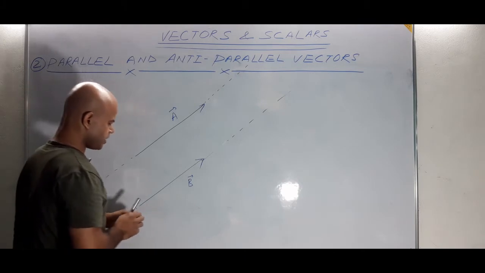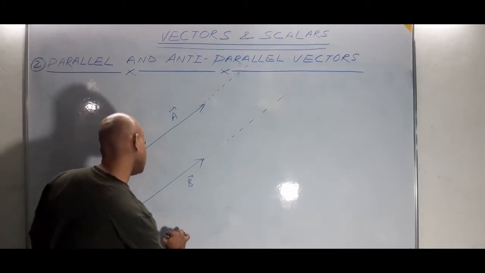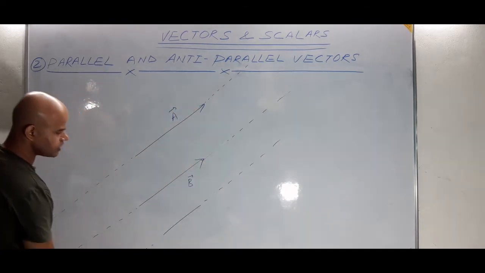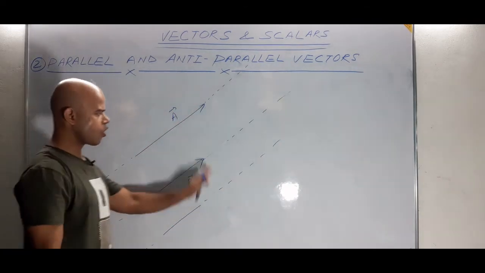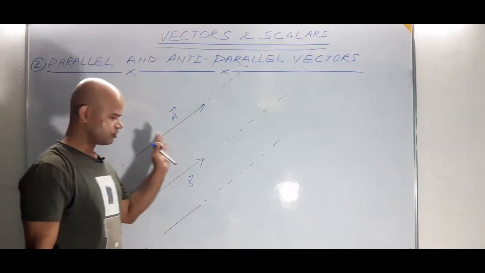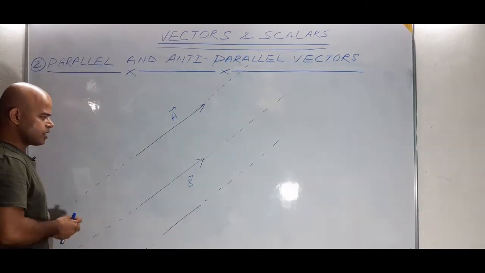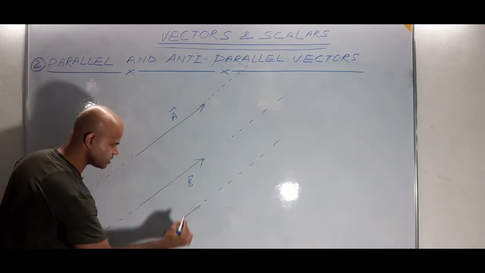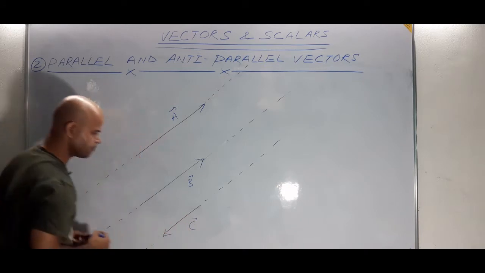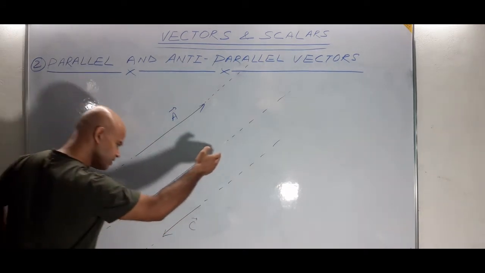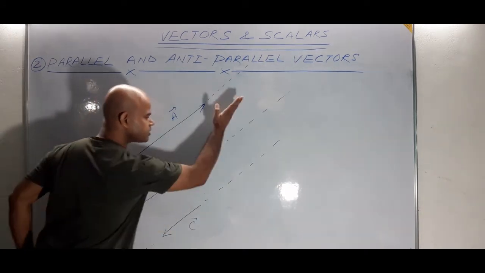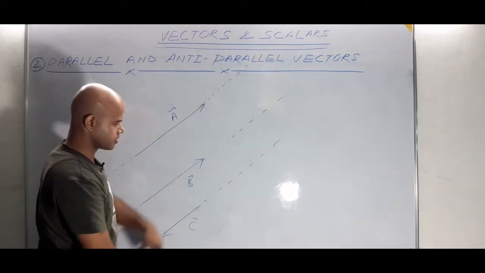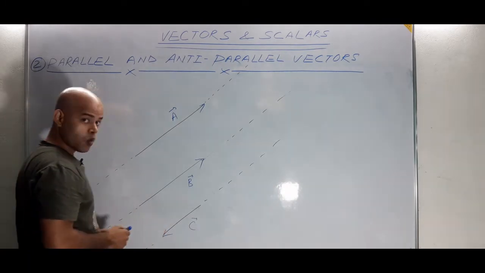Let me draw another line. Let's say this is the third line. Again, if you extend it further, it's not going to intersect any of these three lines. But now the vector is headed exactly in the opposite direction. Let's call it C vector. This is headed in this direction, B vector is headed in this direction. They are directed exactly opposite to each other. Angle between them is 180 degree.